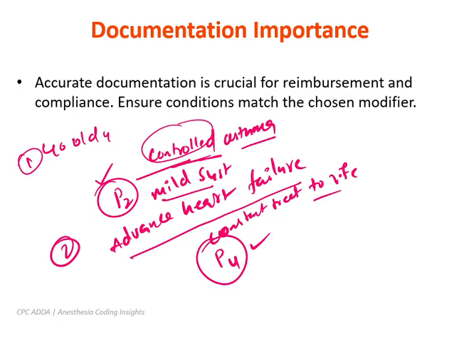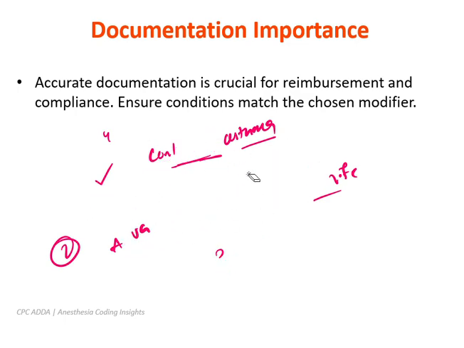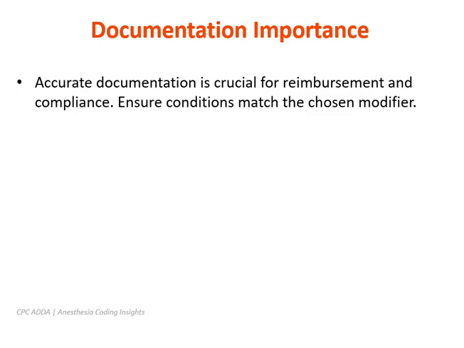In another example, you see a brain dead patient. What I told already, if you notice brain dead, then directly you have to assign modifier P6. Brain dead patient undergoing organ harvesting for transplantation. So modifier P6 you have to use.